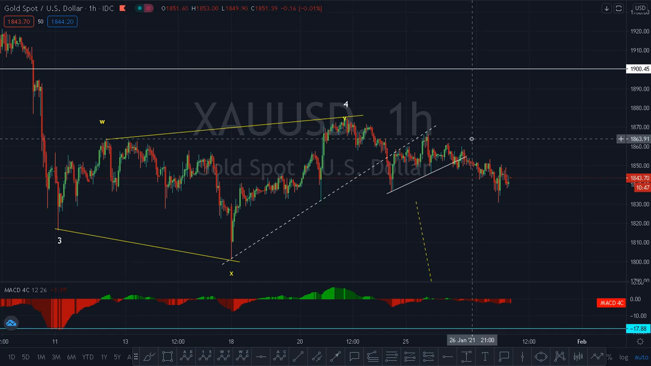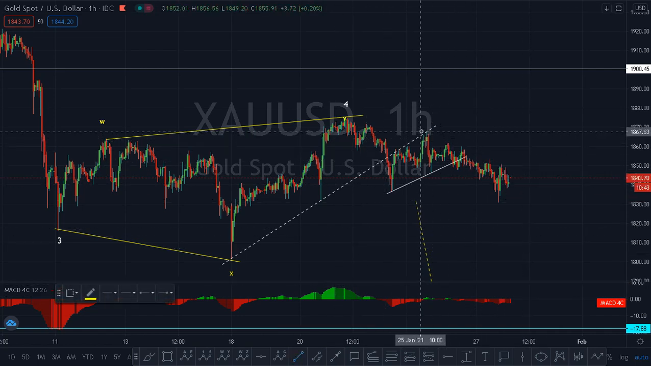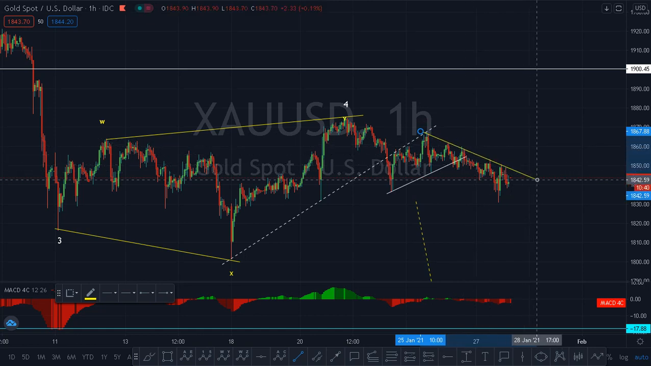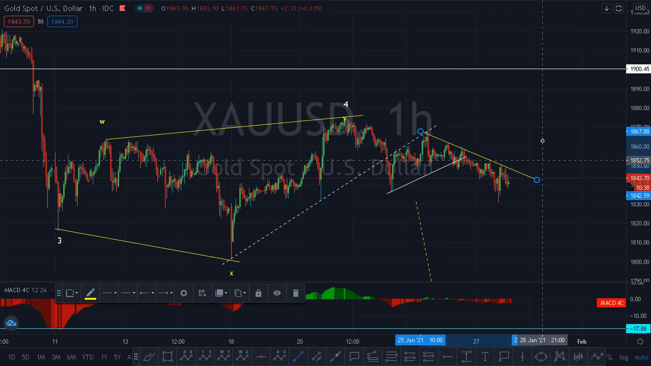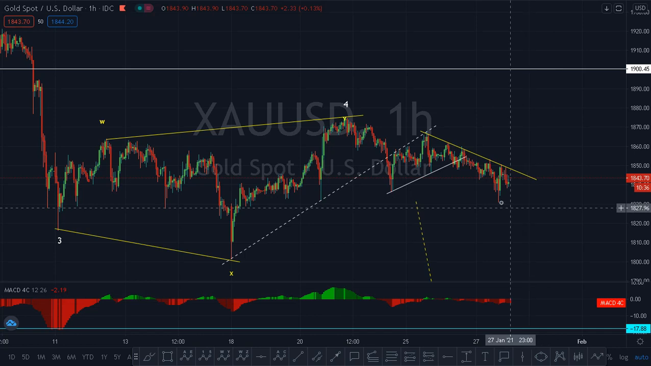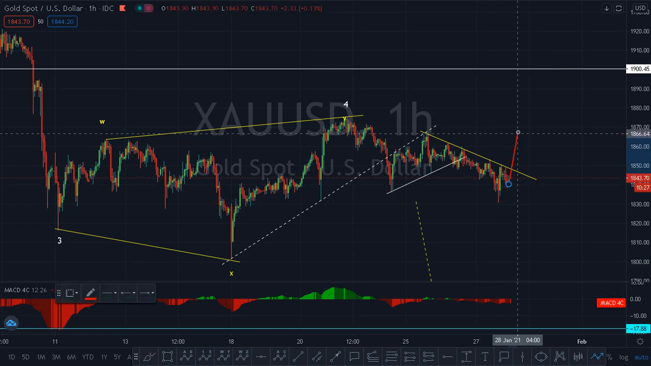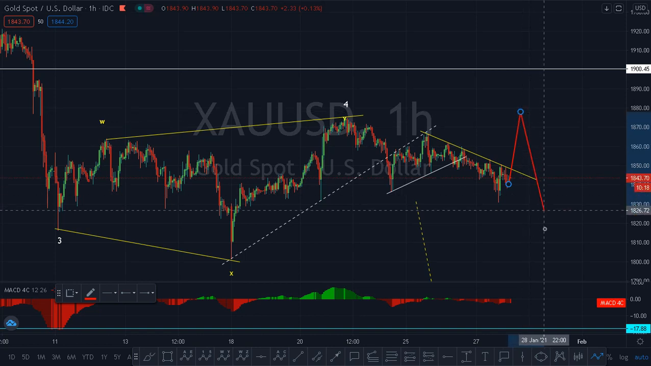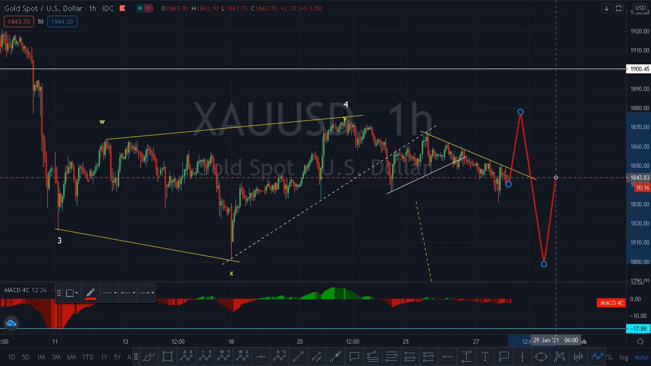See what I see on gold. Gold can make this type of move. Gold can break this channel. Maybe you break it, something like this. You suddenly break it, come here, even here, and come back again.